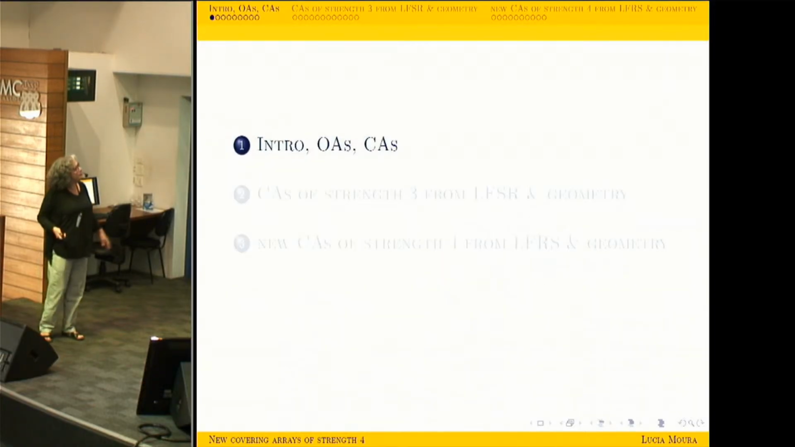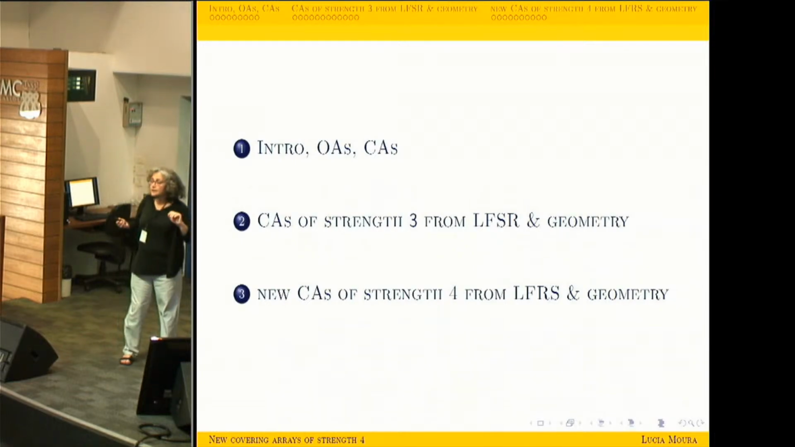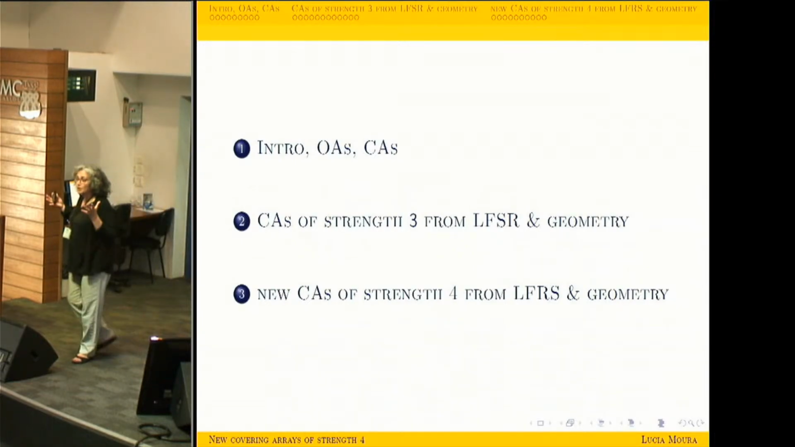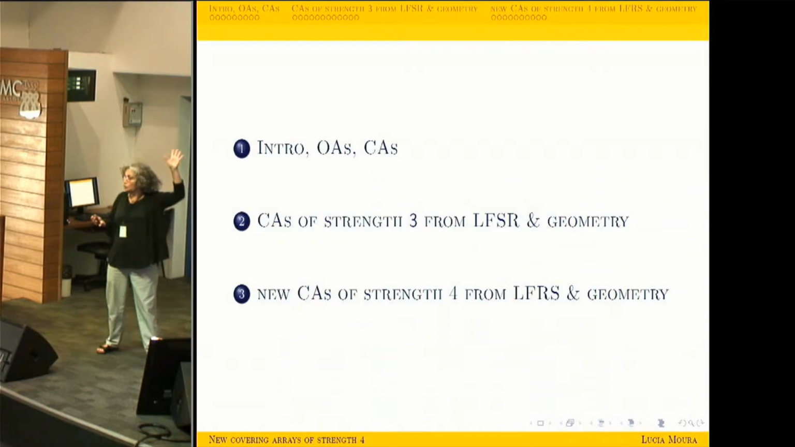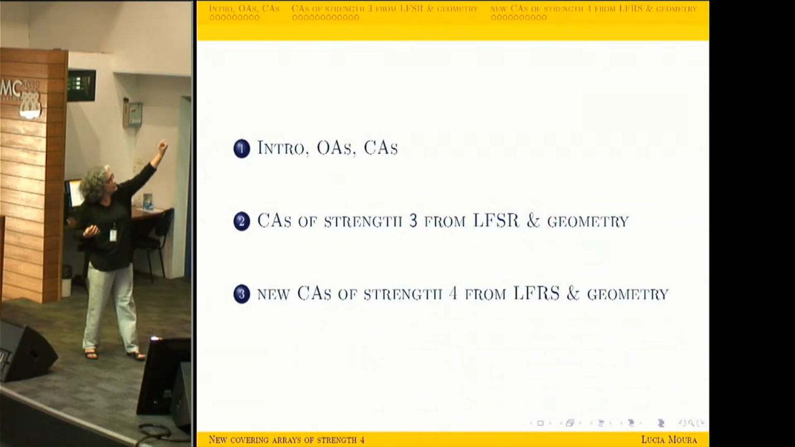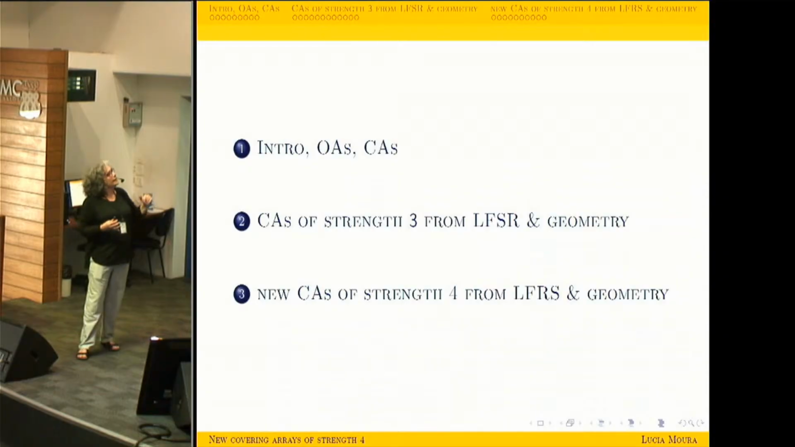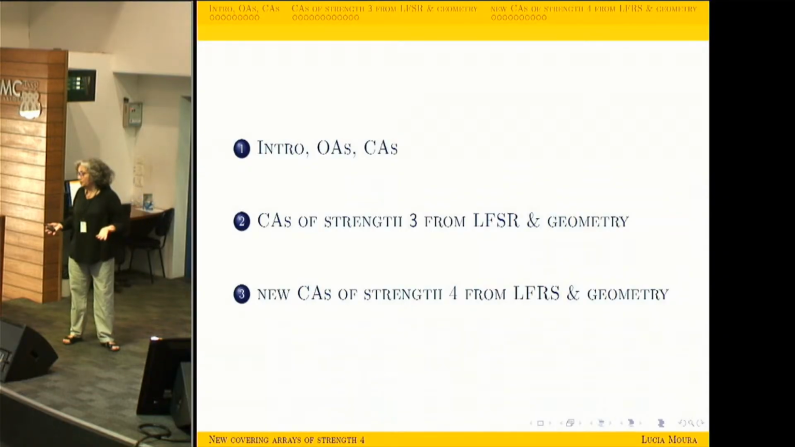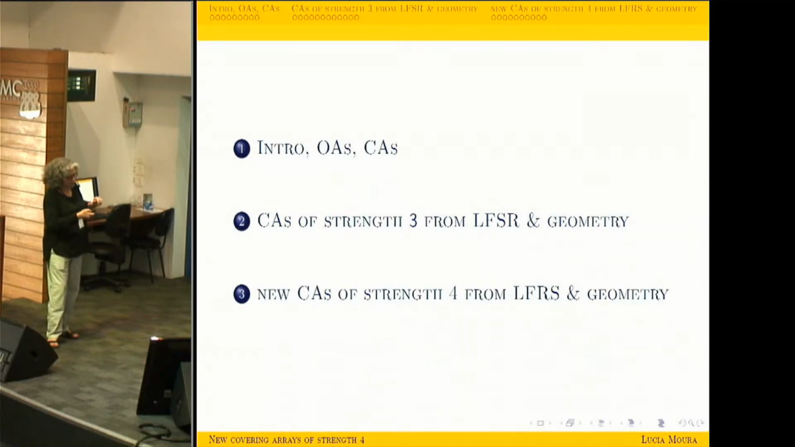So the plan for today: I'll first describe what we want to build. We want to build some combinatorial objects, and we will use finite fields, and some finite geometry plays a role there. The objects we want to build are covering arrays, so we'll define orthogonal arrays and covering arrays. Then we'll talk about another construction, more than 10 years old, for covering arrays of strength 3 that we had in the past. And the result today is a generalization of that for strength 4. That's this third part. So let's start.